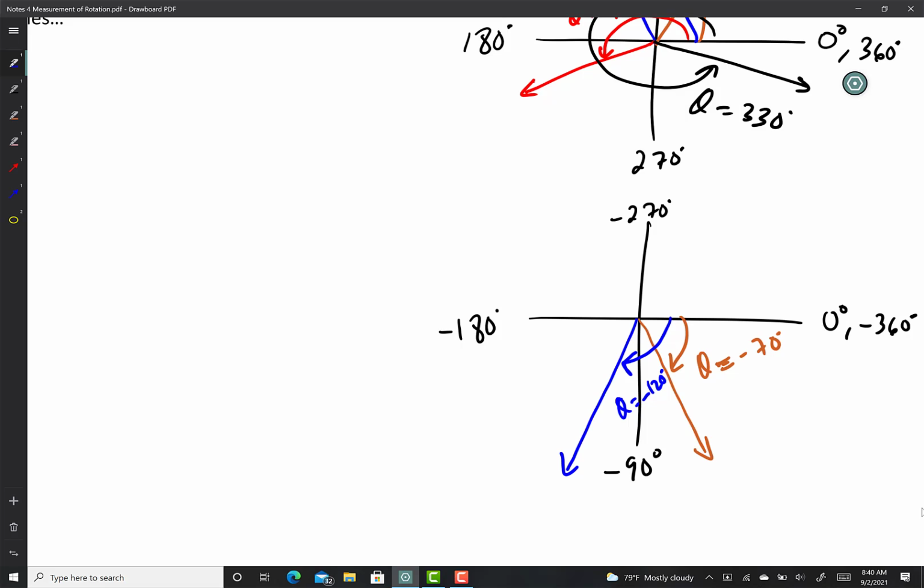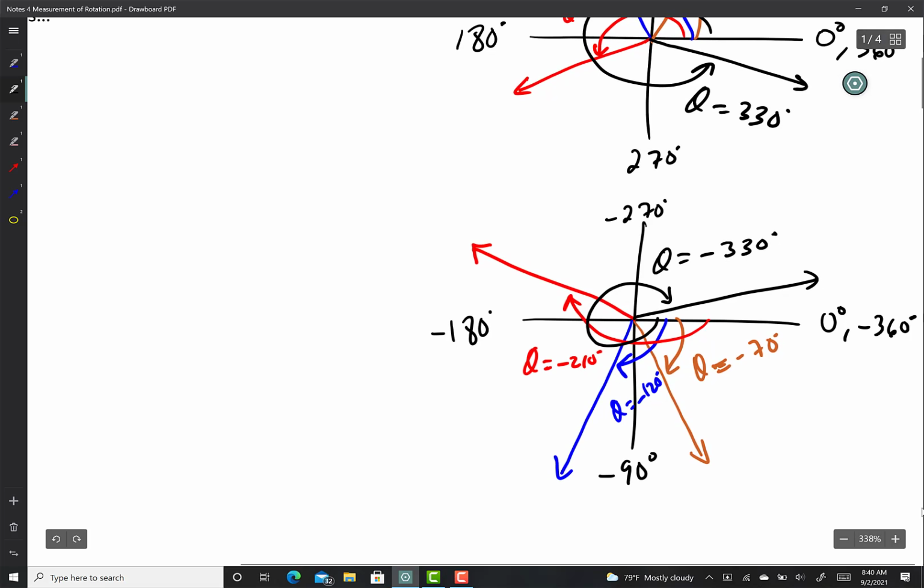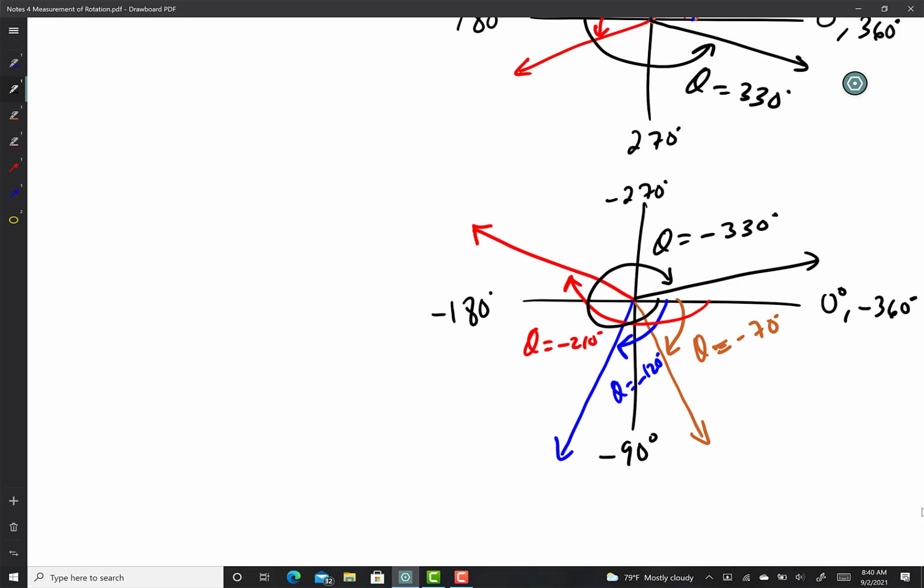If I go negative 210, and then finally negative 330. Nothing crazy, pretty simple, right?